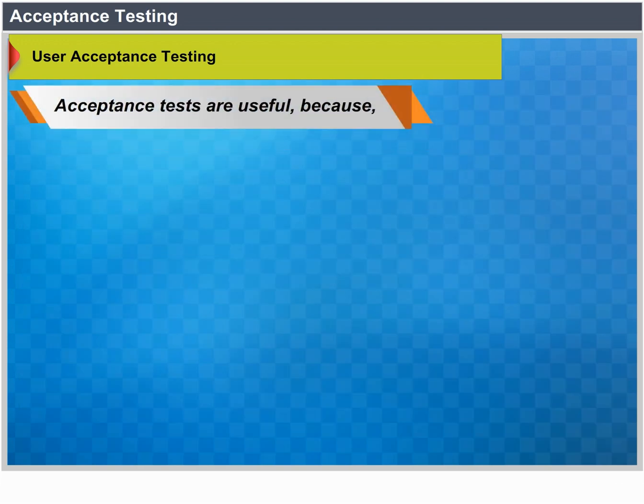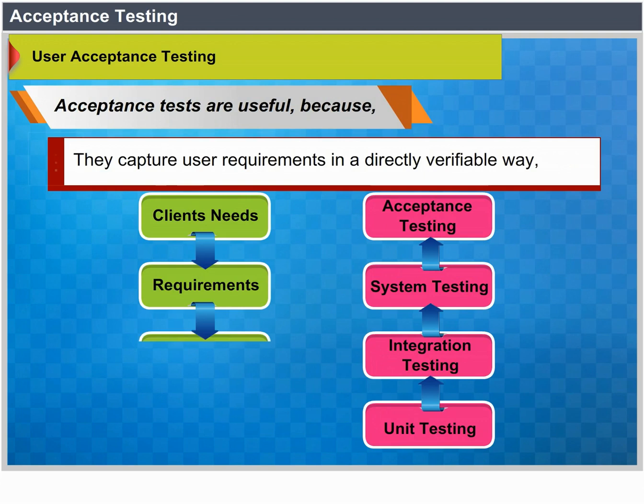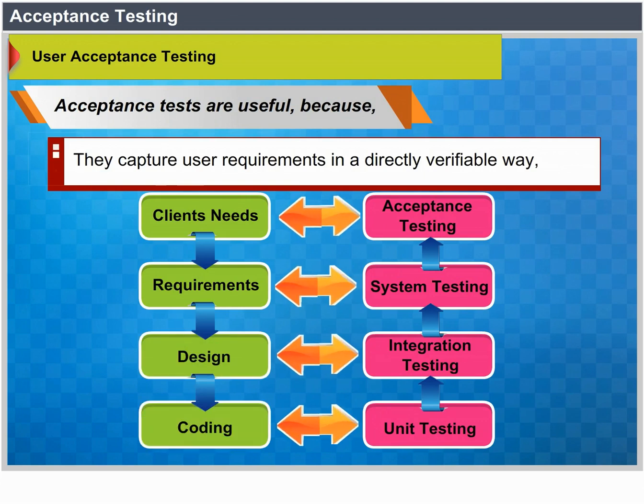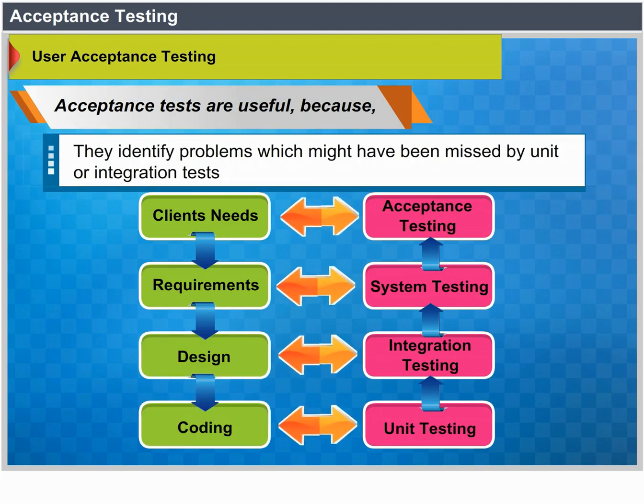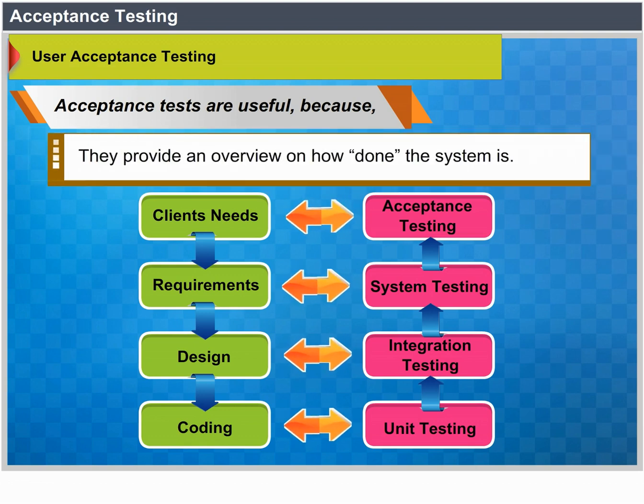Acceptance tests are useful because they capture user requirements in a directly verifiable way. They identify problems which unit or integration tests might have missed, and they provide an overview of how done the system is.